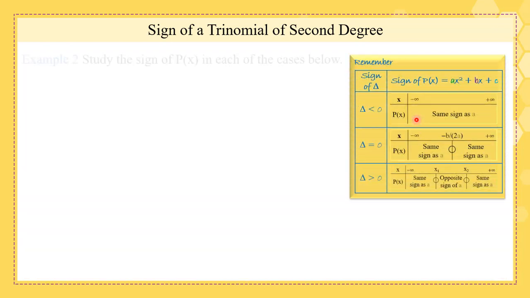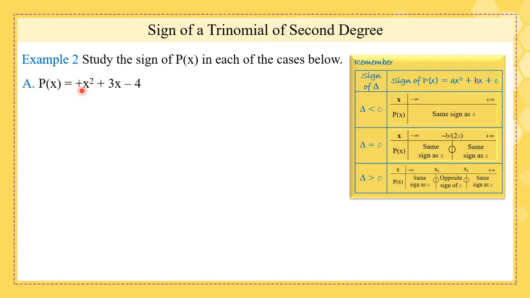Now let's see some examples. Study the sign of p of x in this case. This is a trinomial of second degree, so we have to find delta, and we can also use the calculator to find the roots. Now, using the calculator, we have two roots, which are 1 and negative 4. And in case we have two roots, this means that delta is positive, and we are in this case.